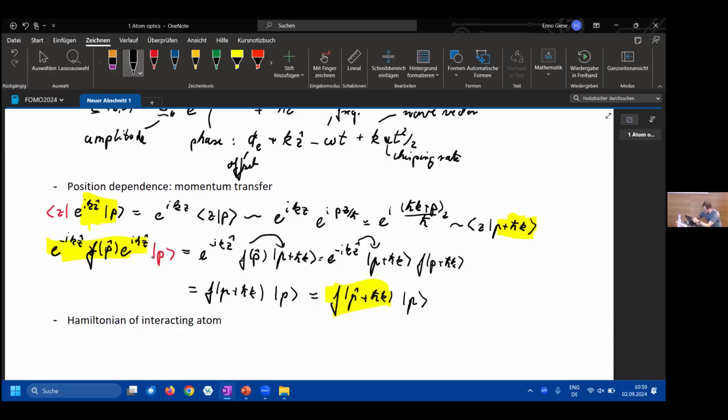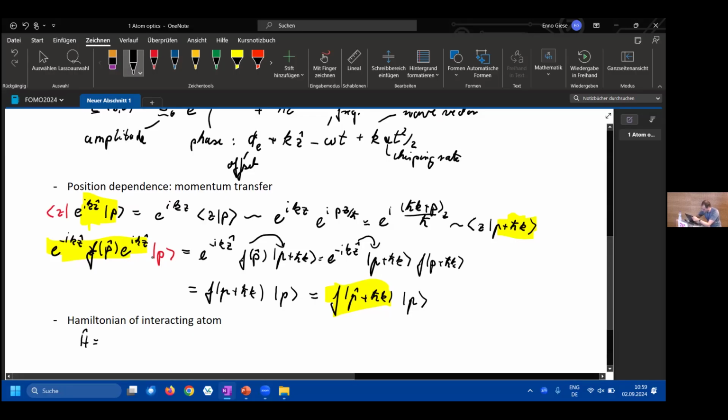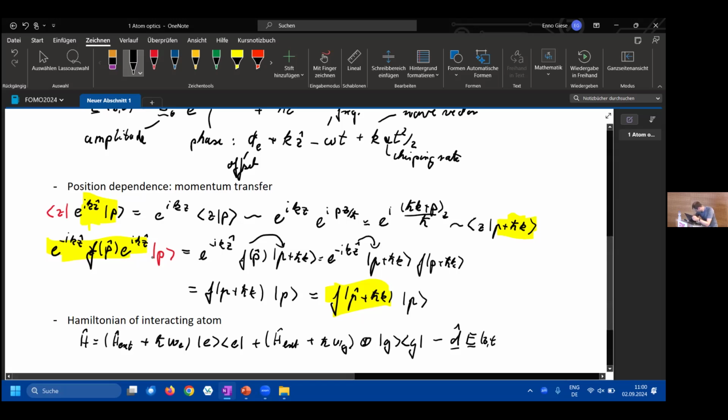For that, we just say that the Hamiltonian H is H external, the Hamiltonian that describes the external motion of the atom. I will write that down later anyway. Plus the internal energy, H bar omega in the excited state times the projector on the excited state, plus H bar omega in the ground state times the projector on the ground state, minus what we talked about so far. Okay, that would be the whole thing.